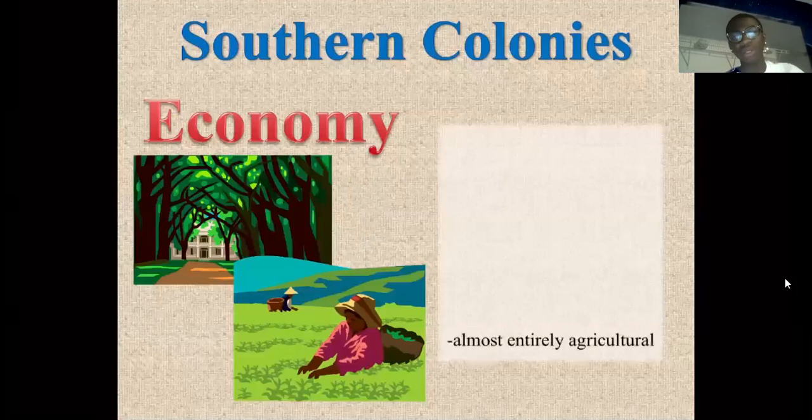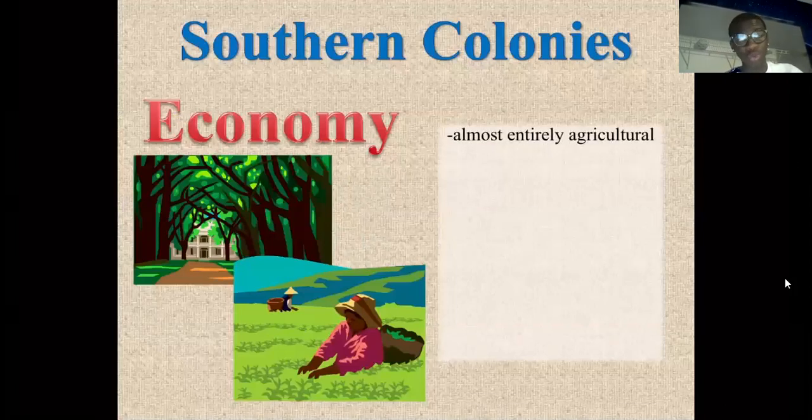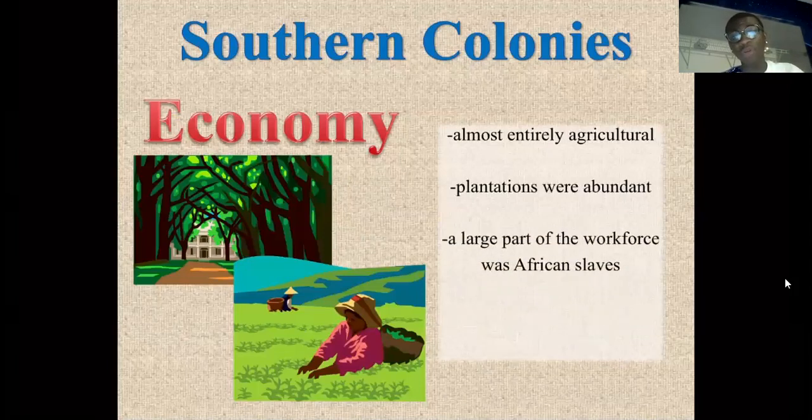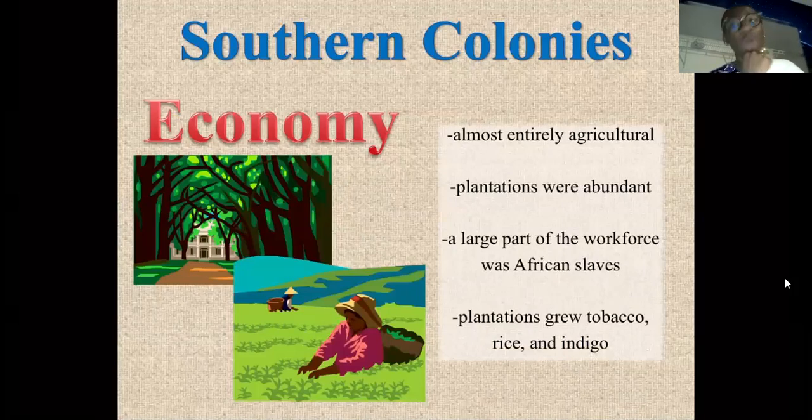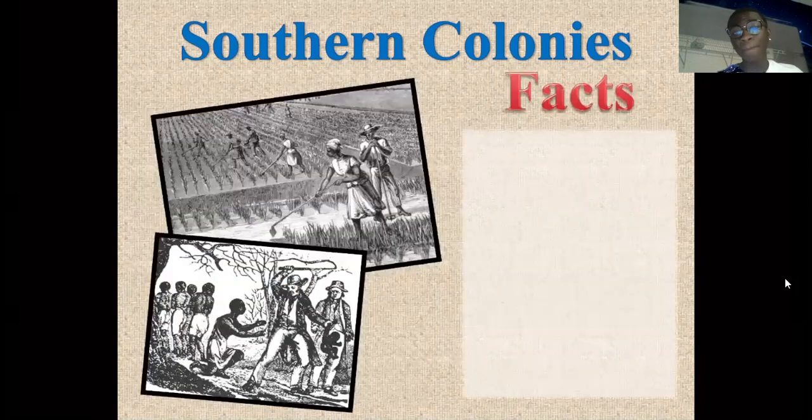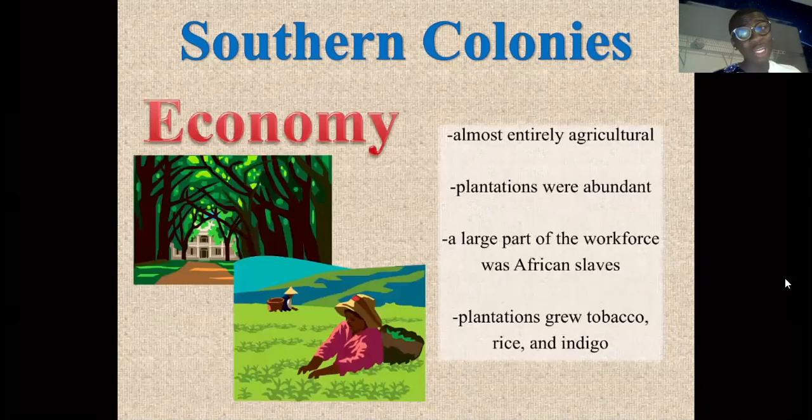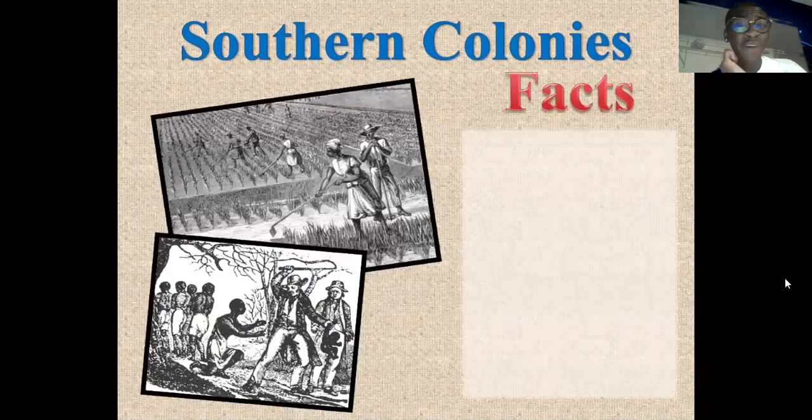The economy was almost entirely agricultural. Plantations were abundant. A large part of the workforce were African slaves. Did you know America is made of 12% Africans and 70% predominantly white people? And the rest goes into the Hispanic, the Mexicans, Latinos, etc. Plantations grew tobacco, rice, and indigo. And indigo is used to make what type of dye?